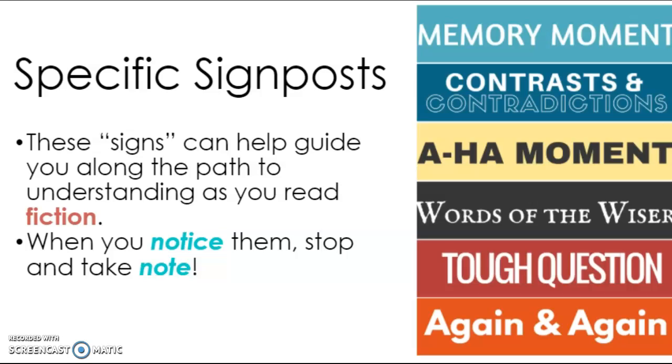So answering the questions that I gave you for a memory moment. Why is this happening? How might this change the direction of the plot? How might this change the characters' actions? Why is this important? Answering that is annotation. So you're noticing it, you're highlighting it, and you're writing something next to it.